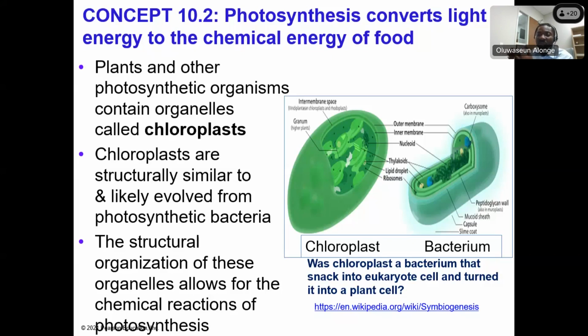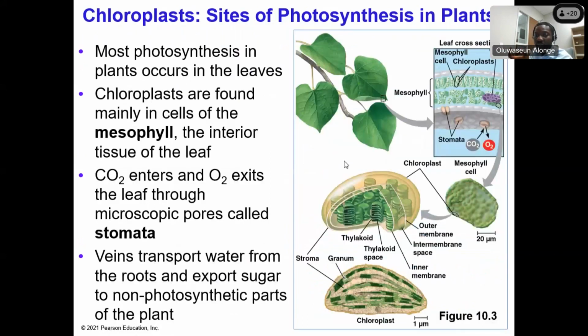Endosymbiotic theory says that eukaryotic cells may have developed from prokaryotic cells that ate up other prokaryotic cells and now developed into the photosynthetic and the respiratory ones, right? Now, the structural organization of these organelles allows for the chemical reaction of photosynthesis to occur, and I'll be talking about that here particularly. If you look at this, here is what we call the chloroplast. So this entire structure is the chloroplast.